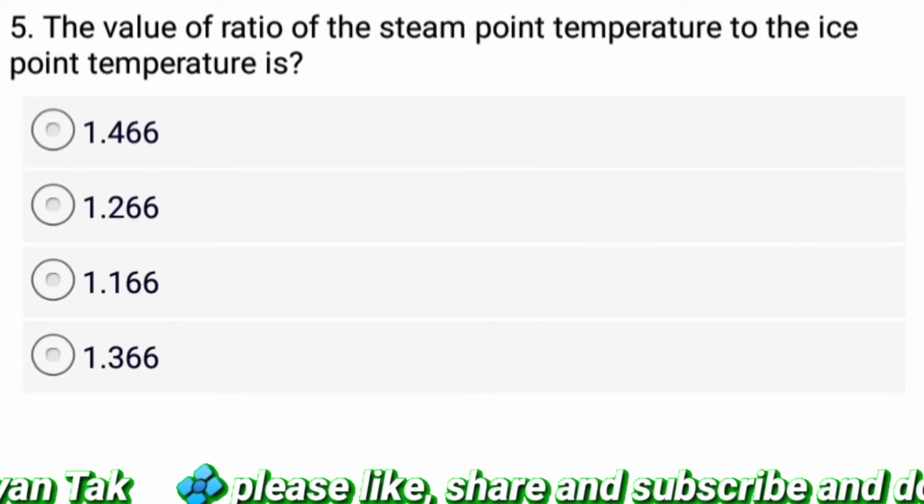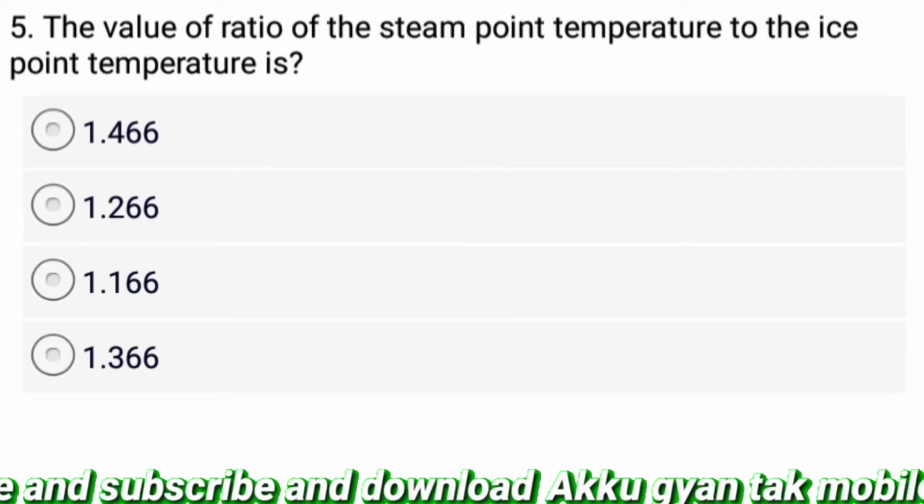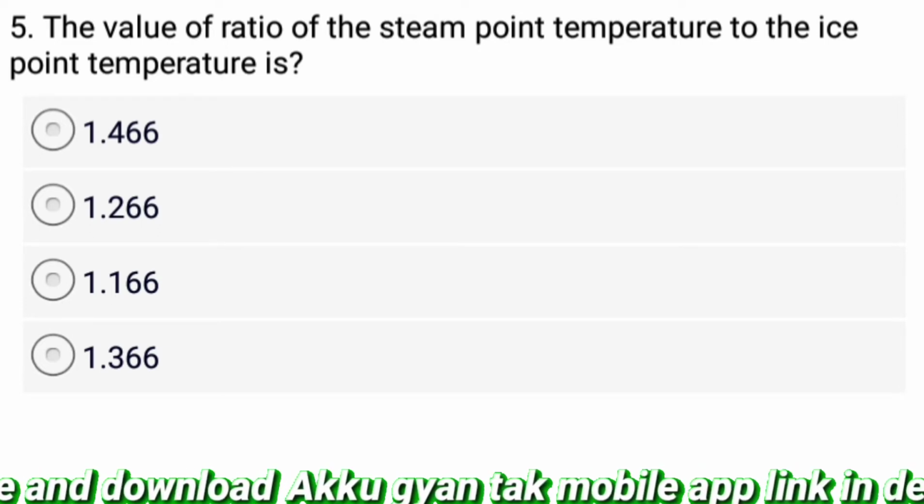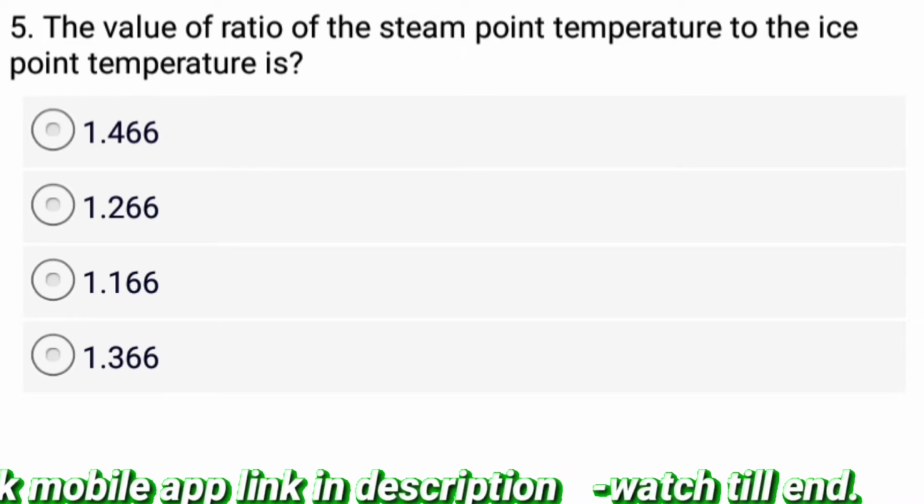The value of ratio of the steam point temperature to the ice point temperature is A. 1.466, B. 1.266, C. 1.166, D. 1.366.